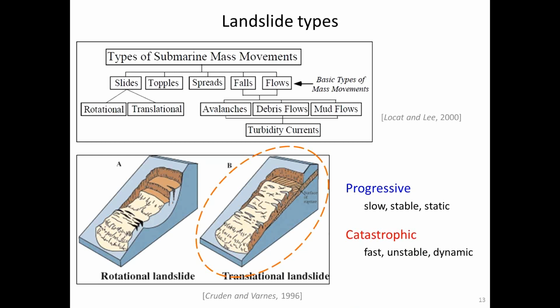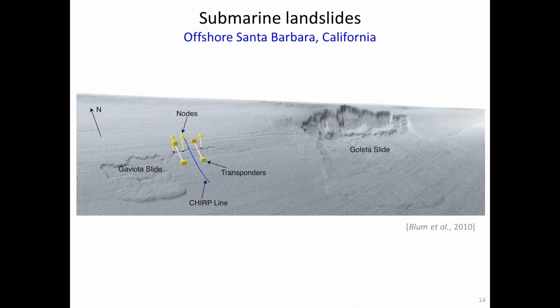But there are catastrophic landslides, which are pretty fast, and we consider that it can be as fast as a few tens of centimeters per second, so this is a pretty unstable landslide. And so in this case, we definitely need some dynamic analysis of the model.